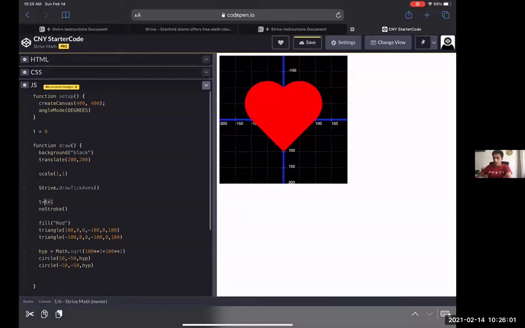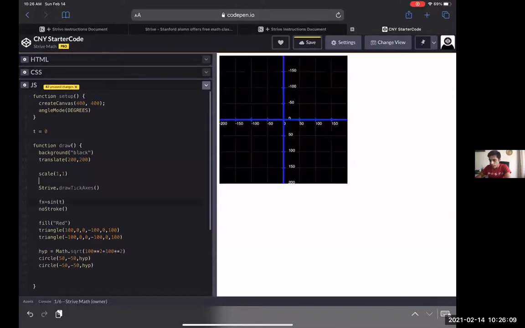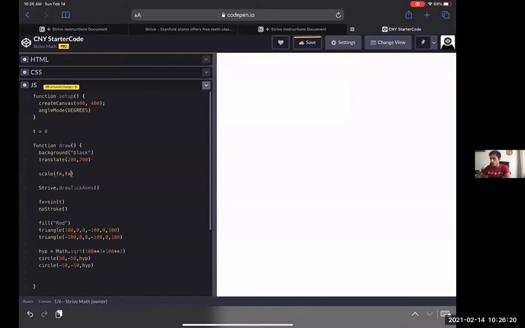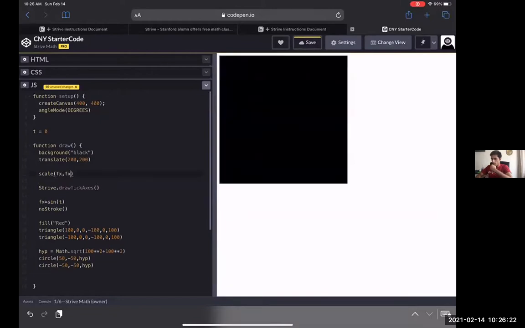Let me change this to f of x. Function of x is equal to sine t. And then let's make this heart beat, shall we? F of x and f of x. Let's see, does this work? Oh, yeah, because I need to define this before.